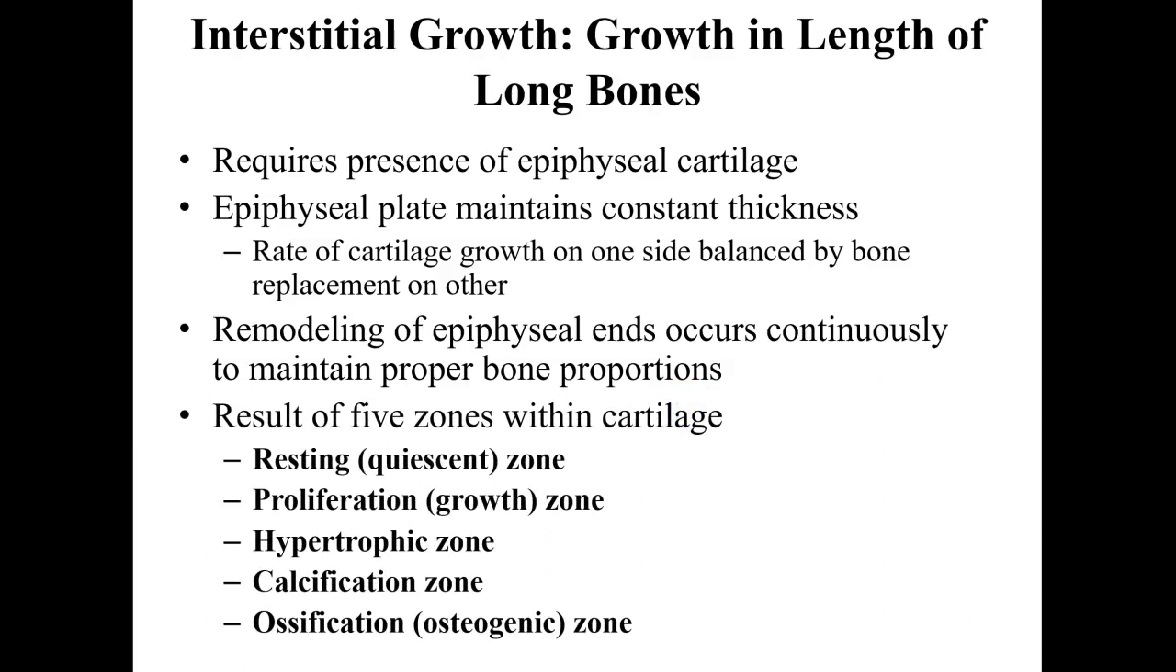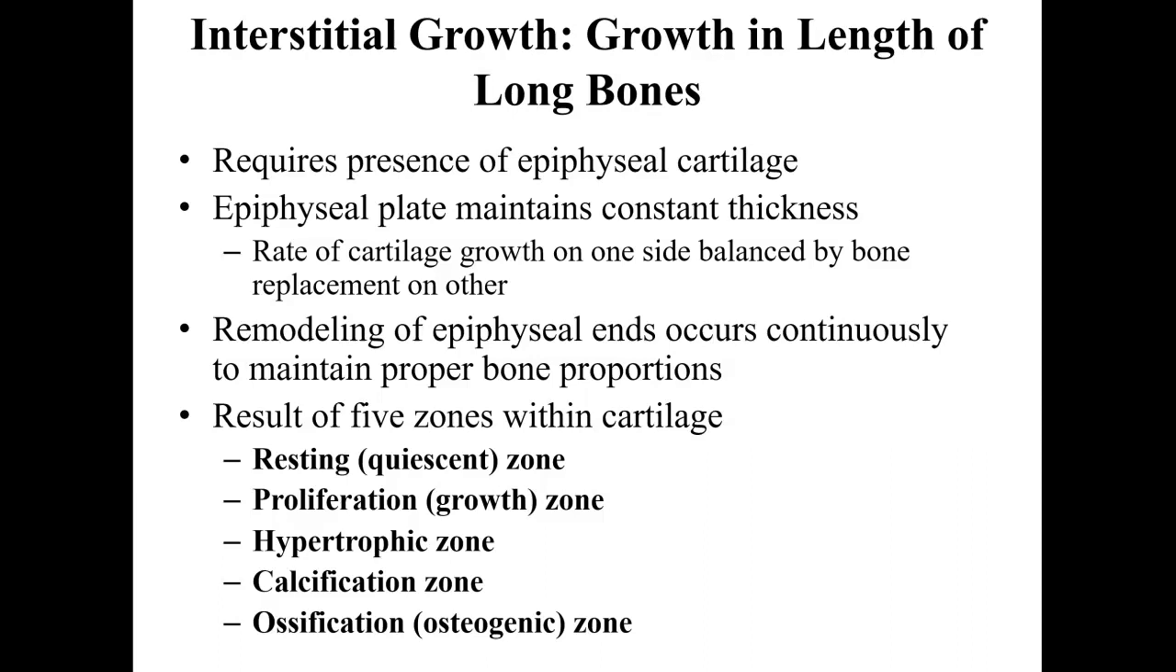As a result of this growth, you're going to have 5 zones within that cartilage. And we're going to look at a picture of it in just a minute, a pretty good picture. On one end, you're going to start off with what's referred to as the resting zone or quiescent zone. The next zone is the proliferation zone, and that's going to be referred to as your growth zone. And then the next one's going to be the hypertrophic zone. That's where the cells are actually going to start to form within that area.